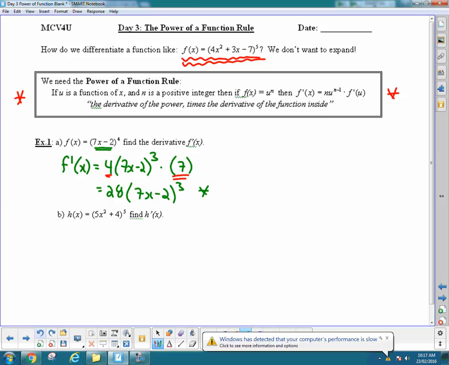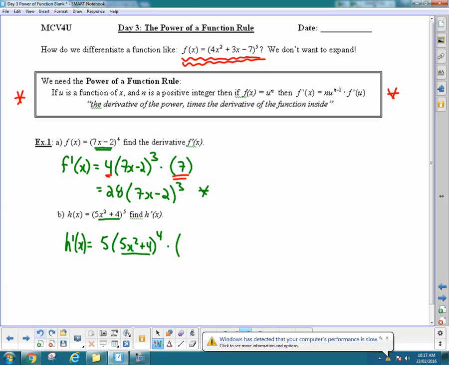So in the second example, B, we have h of x equals 5x squared plus 4, all raised to the power of 5. So we're going to take the derivative of the outside, ignoring the inside. It's something to the power of 5, which is 5 times something to the power of 4. And then we'll write down what is there exactly as we see it. We don't differentiate yet. This all stays the same. But then we go times the derivative of the inside.